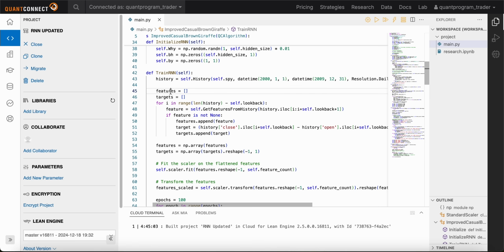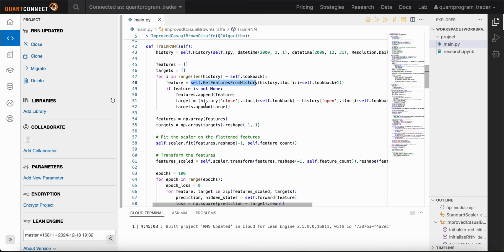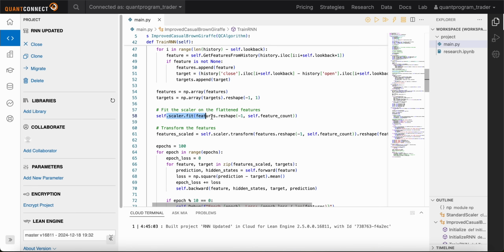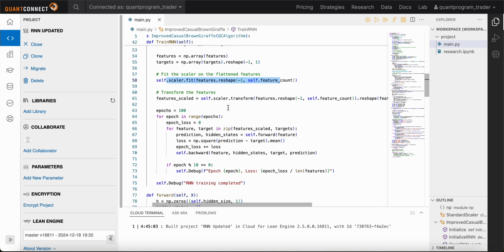And then we're going to get an array which stores the features and the targets. And the features are going to be got from our get features from history, wherein we can feed in the input features, whatever input features you want. And then obviously there is a target. And then obviously we're going to scale the features, and then we're going to transform the features.